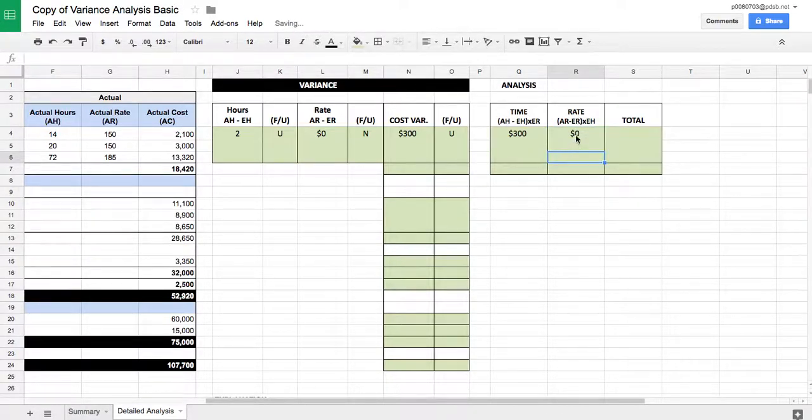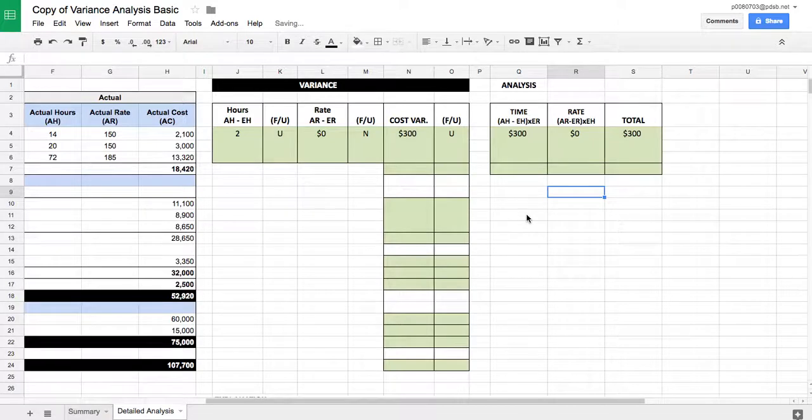So just to repeat, now what we're going to do is take our two rates, our actual rate minus our estimated rate. In this case, they're both the same, so it's 0. So we know it's going to be 0. But later on, this will change. Okay? And if we just add these two together, that shows our total variance equals our cost variance. Just to double check we're doing it right. We've included everything in there.